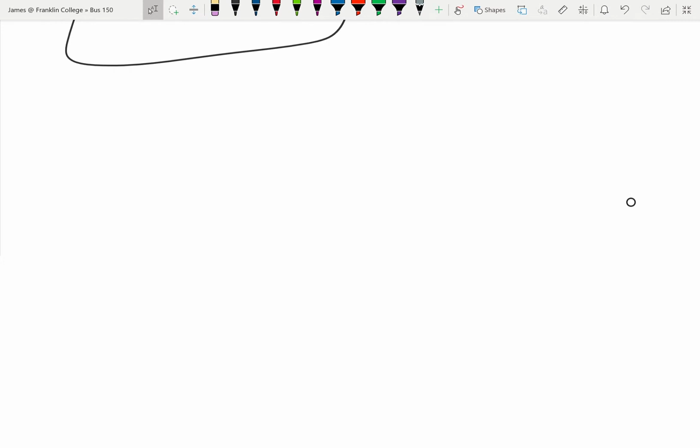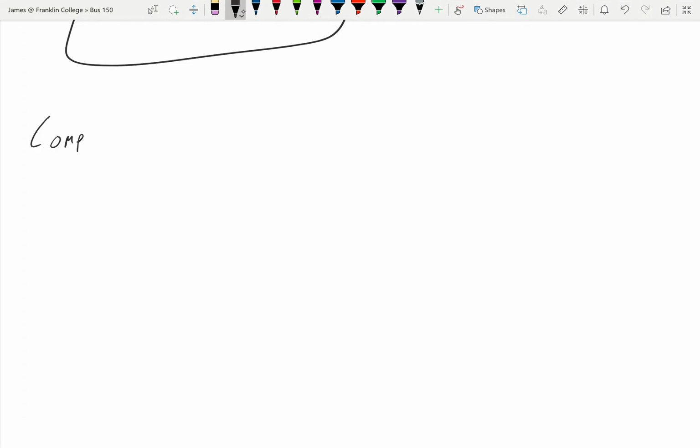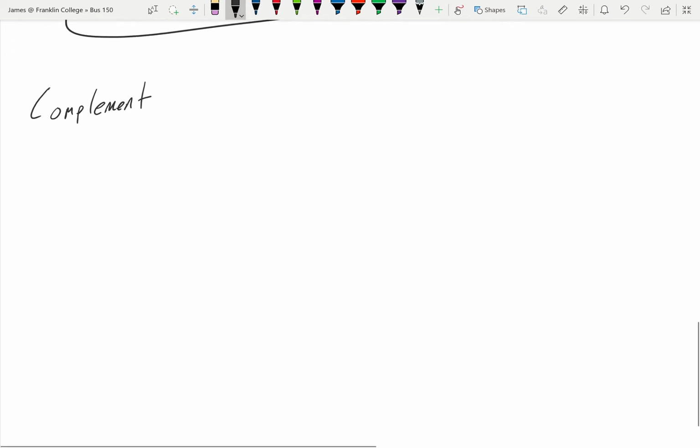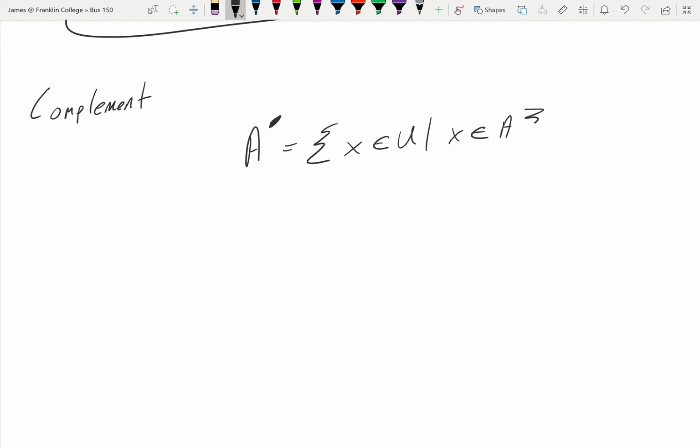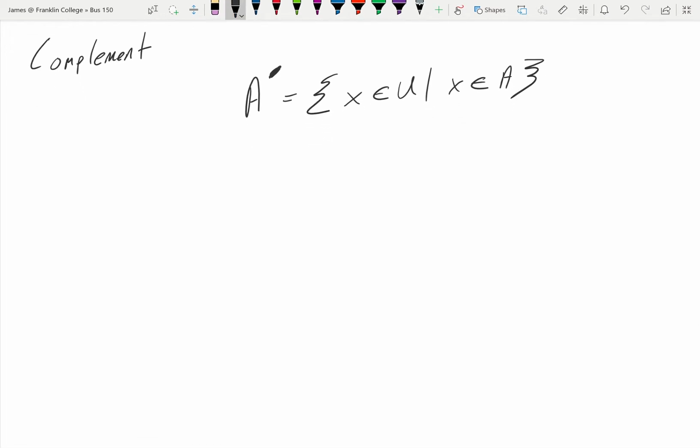We are also going to have the complement. We're not talking about saying nice things to each other. We're talking about one set complementing another. So A complement, or A prime. This little symbol right here indicates the complement. A complement is all the elements in the universal set such that those elements are not in A. That is how we mathematically express a complement.